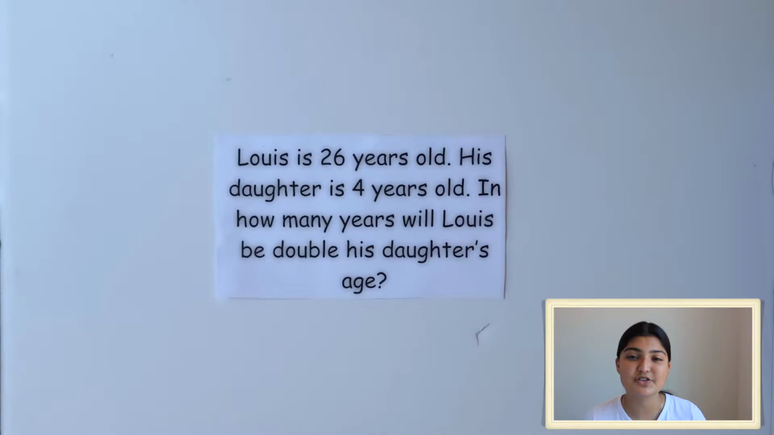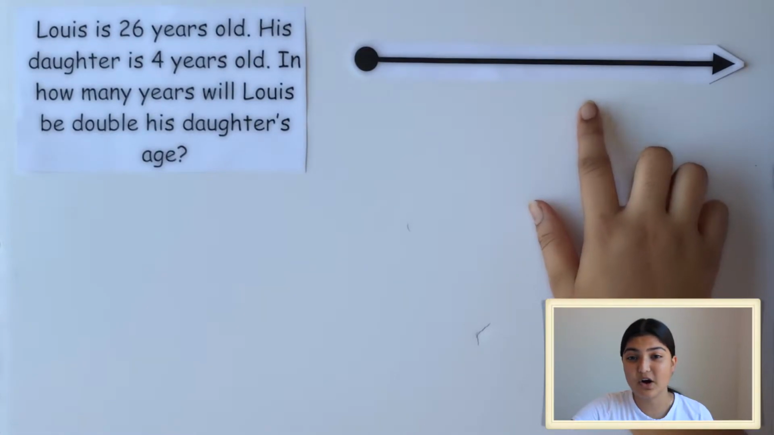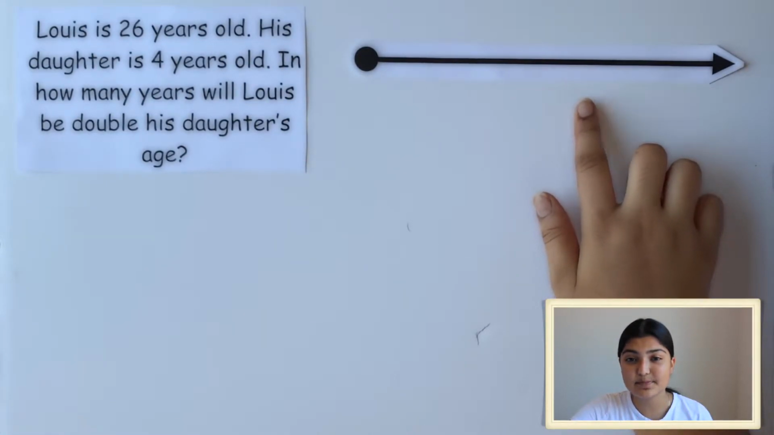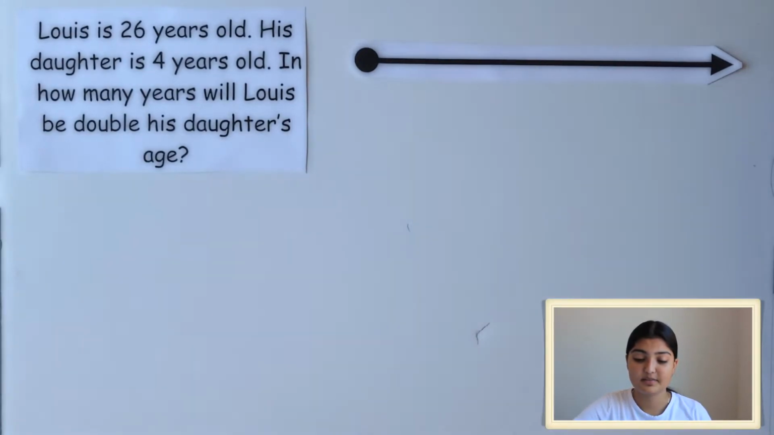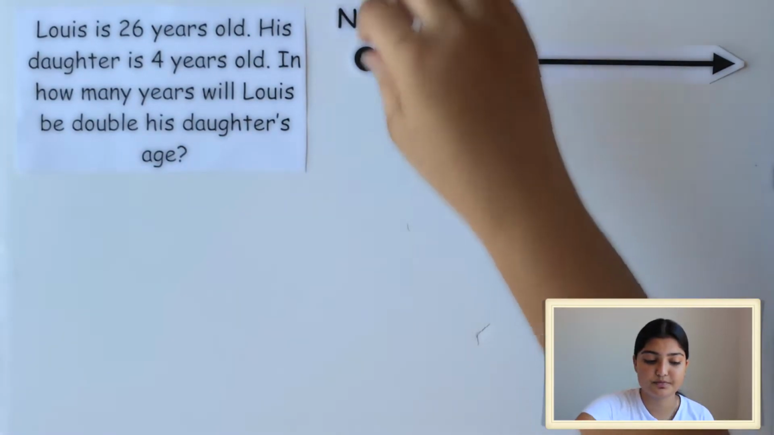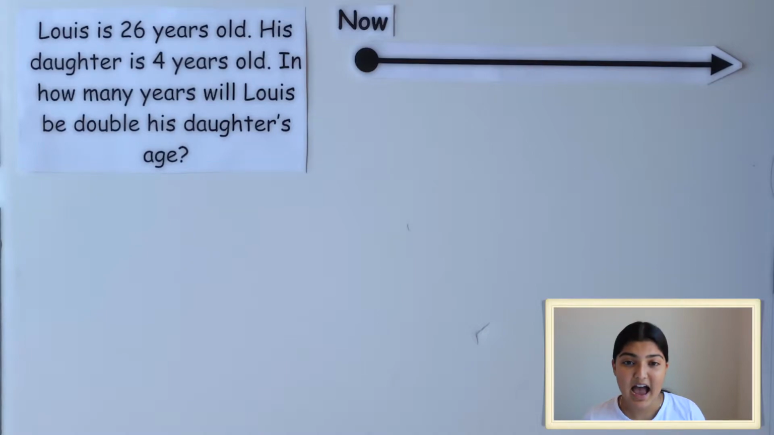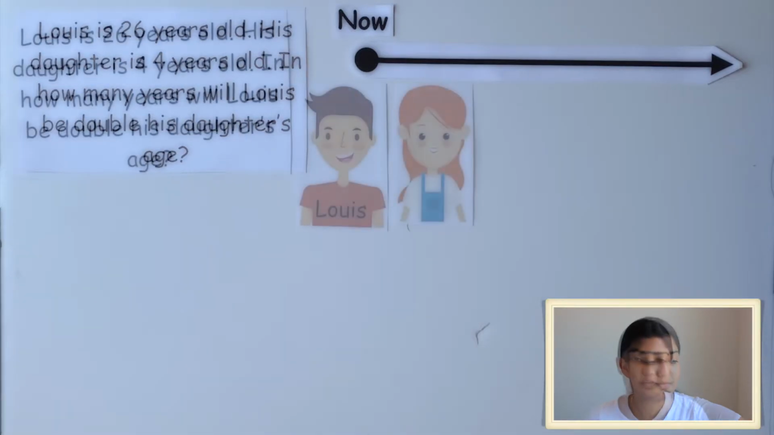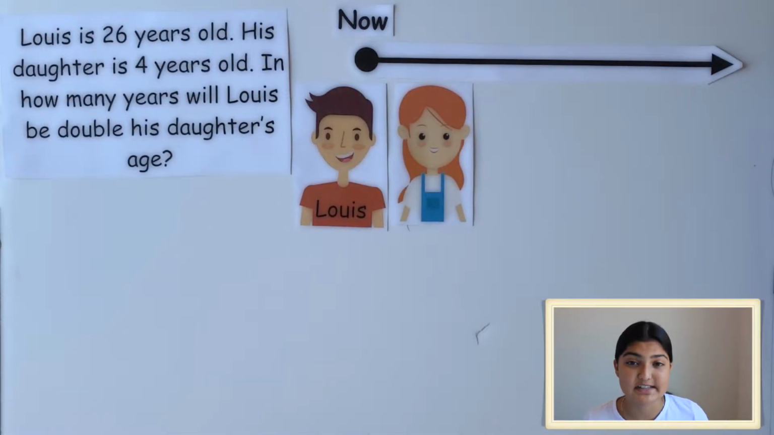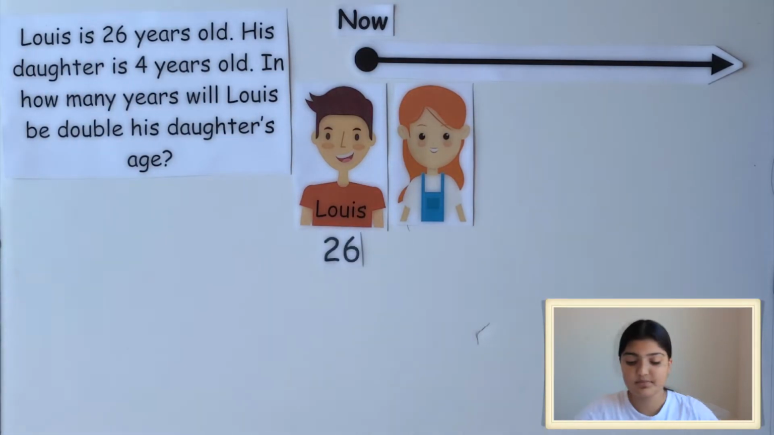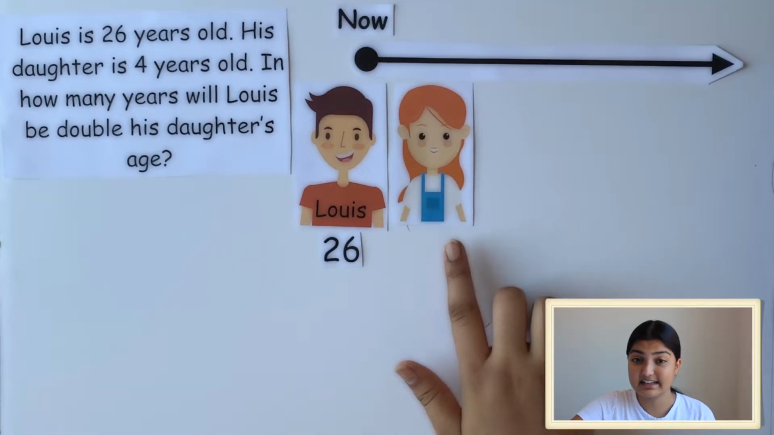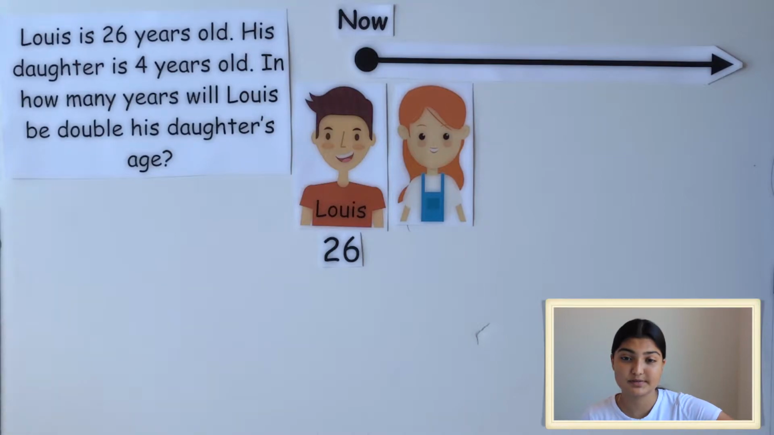Now, in order to understand this question, let's draw a timeline. Here's our timeline. Let's suppose that this point at the start of our timeline represents now. So, how old are Louis and his daughter now? Well, the question tells us that Louis is 26 years old. And it also tells us that his daughter is 4 years old.